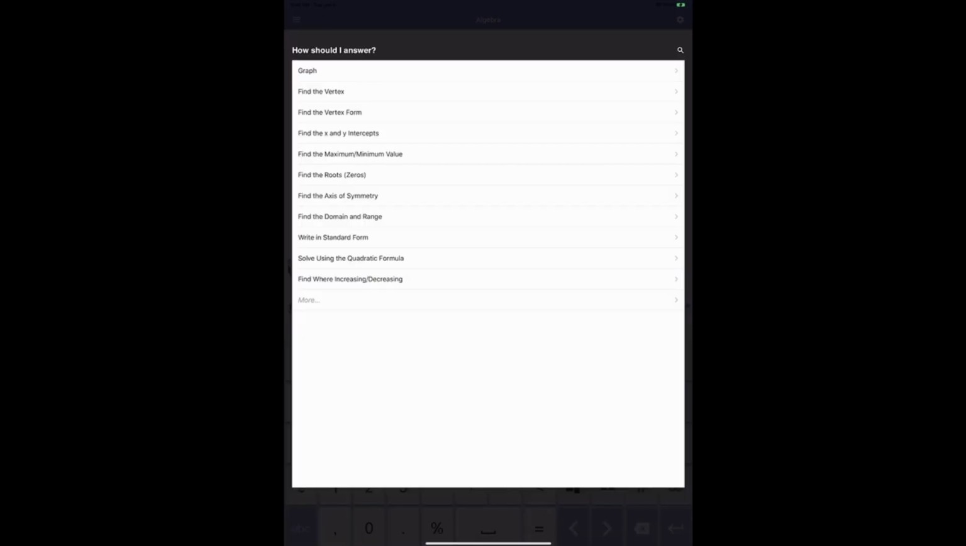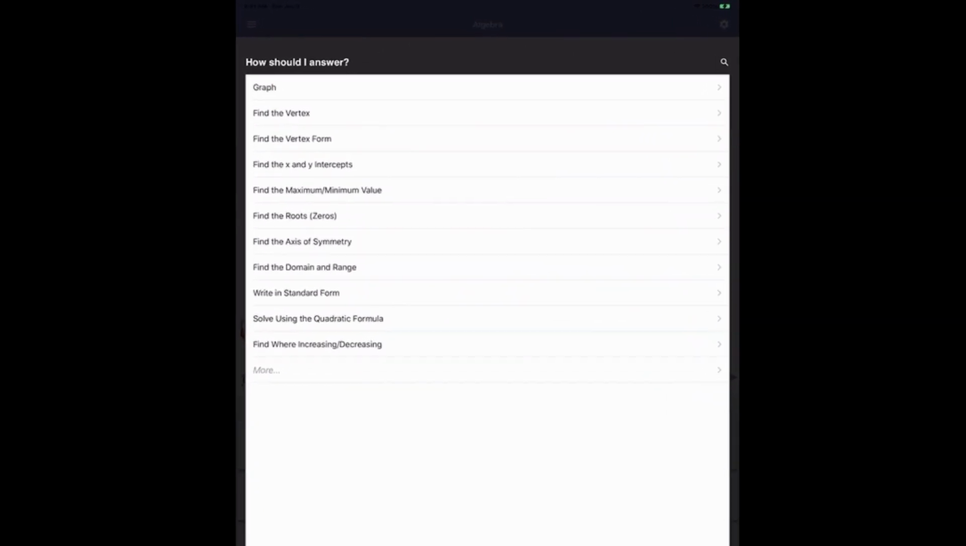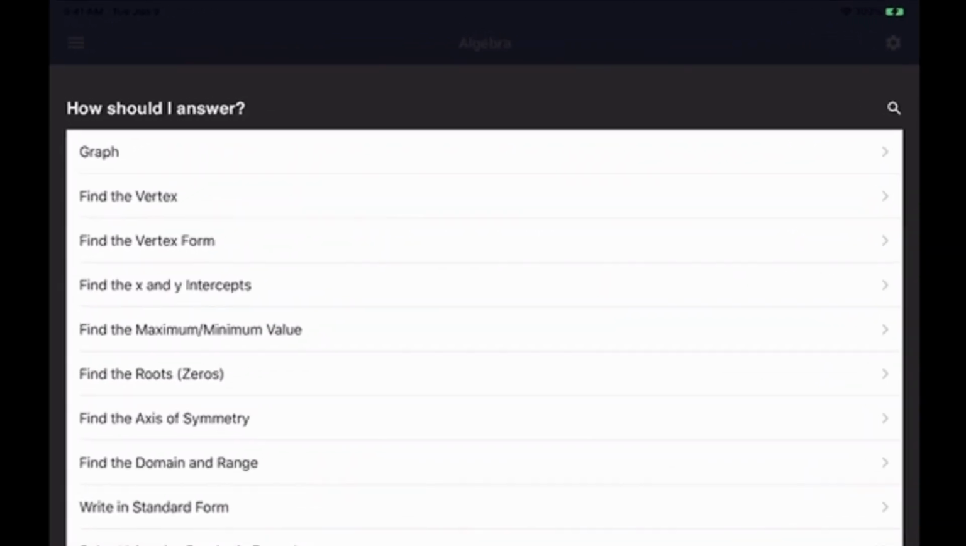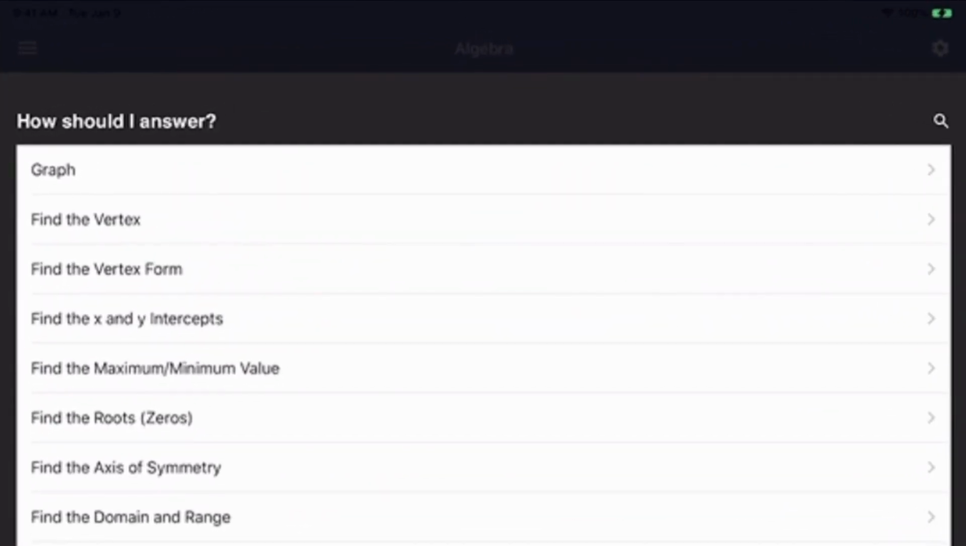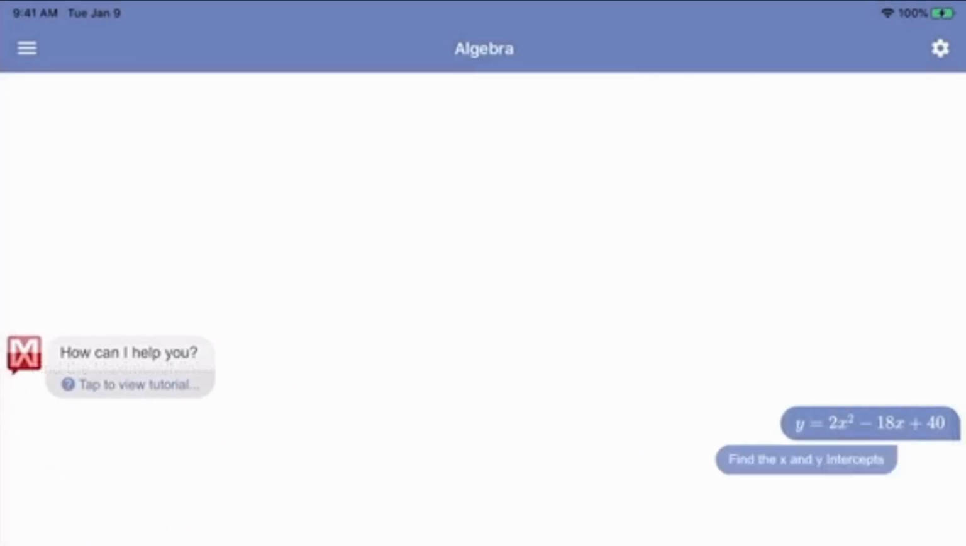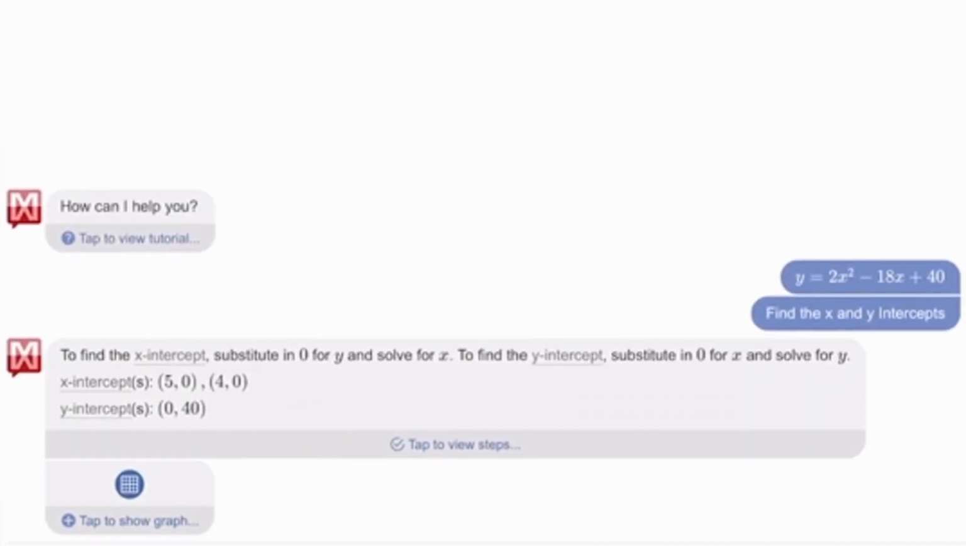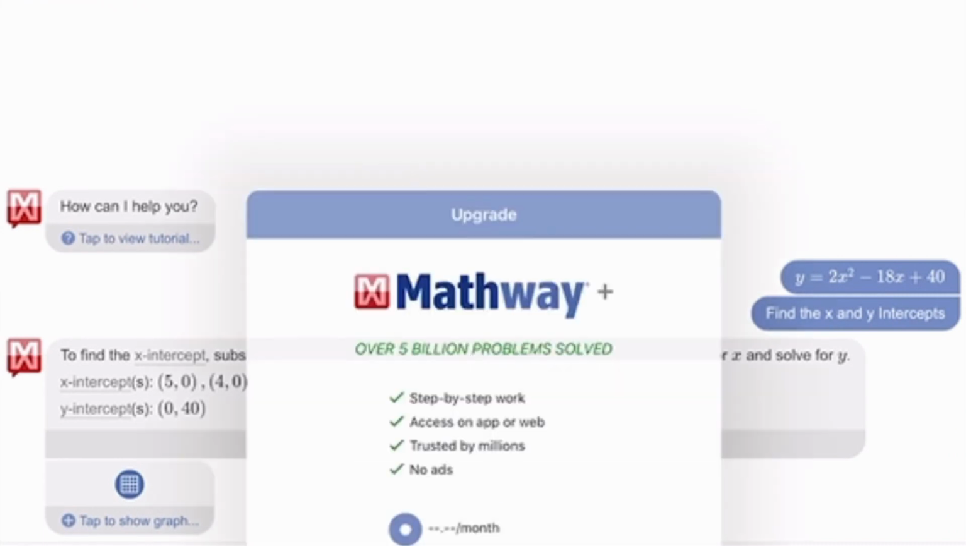Okay. So now it's working and it doesn't know how to answer. So it asks something extra. In this case, it was the first question, which was find the X and Y intercepts, if you recall from the previous one. So that's what we were doing. Okay, and here is the solution. Tap to view the steps. So it's giving us the answer. 5 and 4 are the intercepts here.